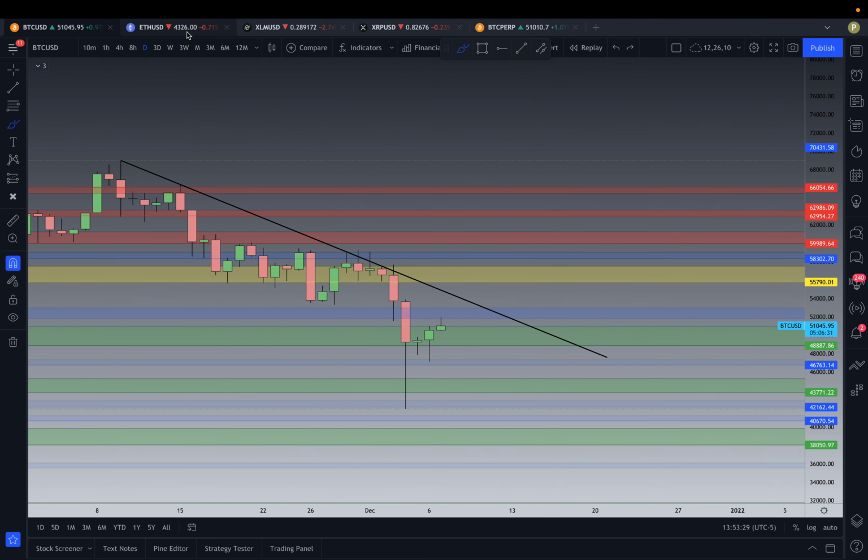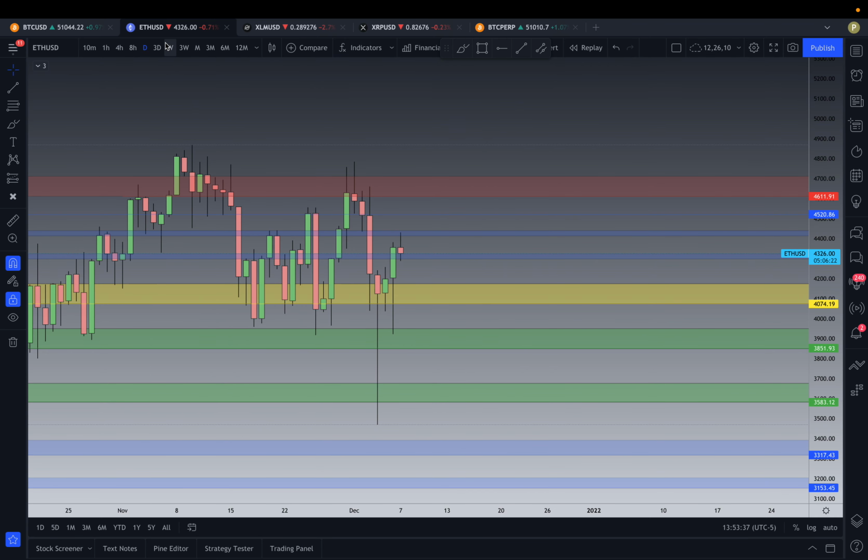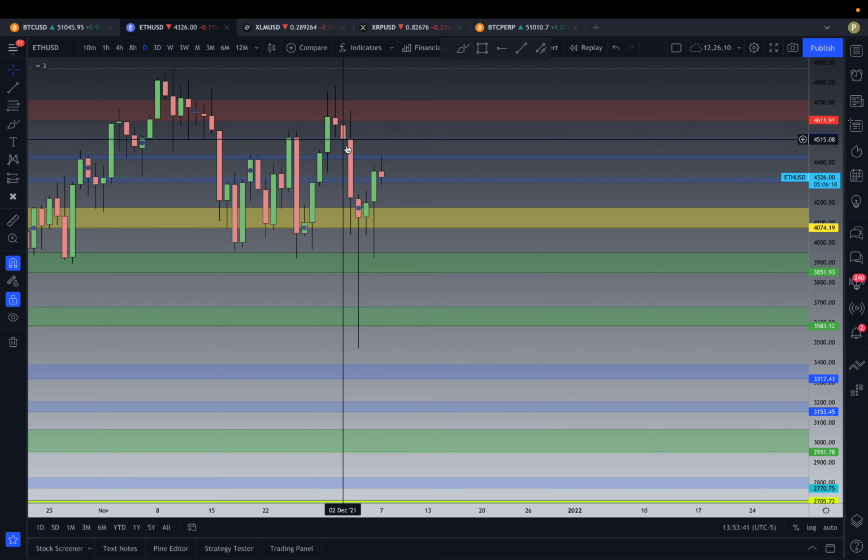So that's what I have for Ethereum. Sorry, that was for Bitcoin. Excuse me. On to Ethereum. This looking slightly more bullish. I see that hard wick straight down.